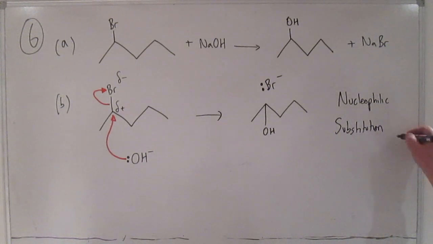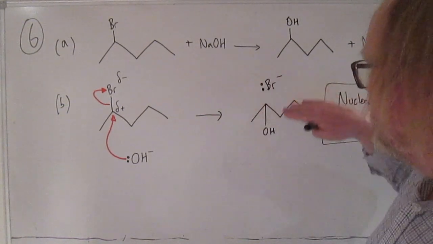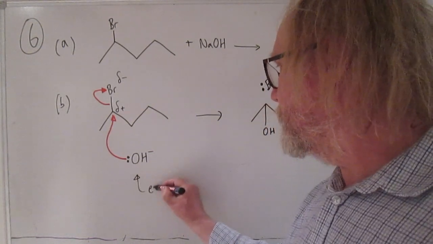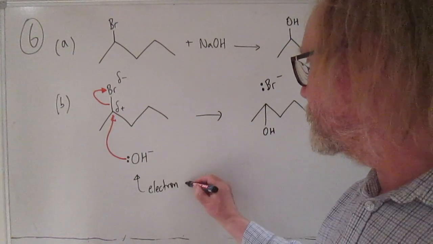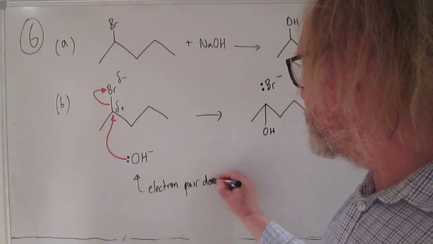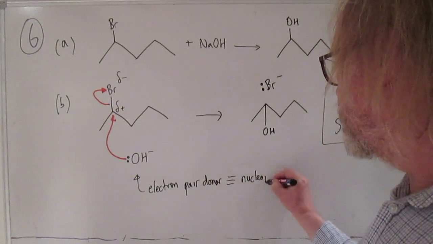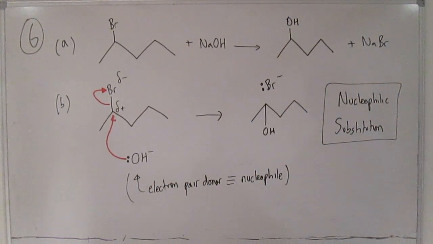Okay, and you need to know that term. So substitution for obvious reasons, because you've substituted OH in place of the Br. Nucleophilic, remember, a nucleophile is an electron pair donor. Okay, that's what the OH minus ion is doing, is donating an electron pair to form the new bond. So we say that's an electron pair donor, and the word for that in organic chemistry is a nucleophile. Okay, so that's the explanation for calling the mechanism nucleophilic substitution.